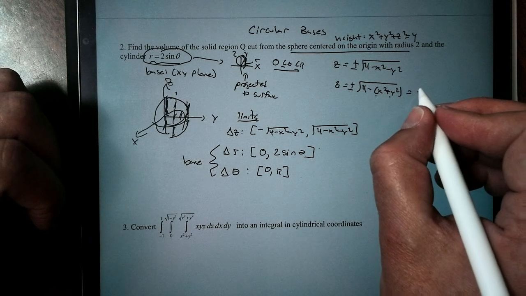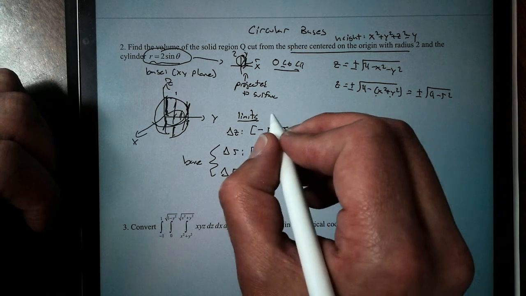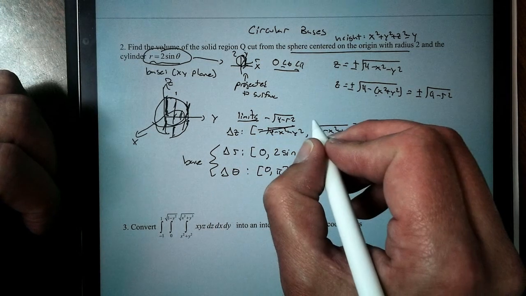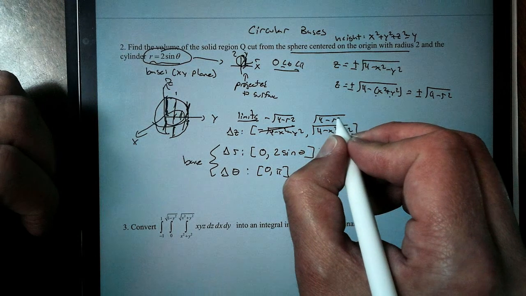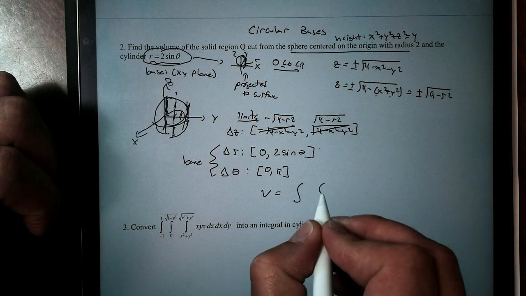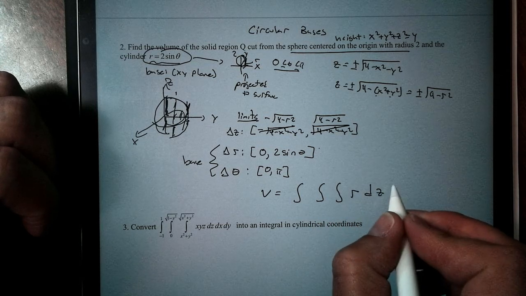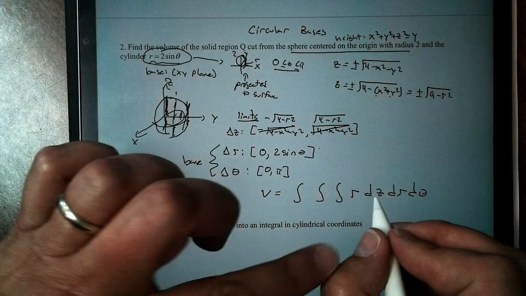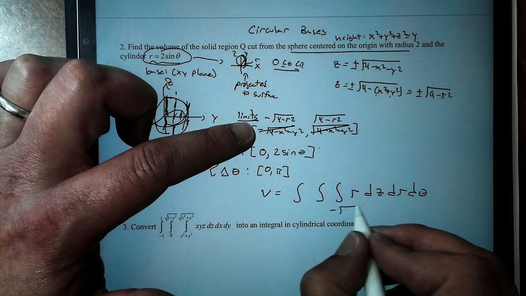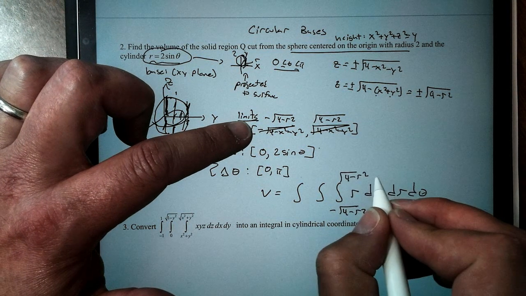So this would equal plus or minus the square root of 4 minus r squared. So this would be the negative square root of 4 minus r squared, and this would be the positive square root of 4 minus r squared. And now when we write our volume, our triple integral, be careful, r dz dr d theta, order matters. My change in z's, we just said, is negative square root of 4 minus r squared to positive square root of 4 minus r squared.